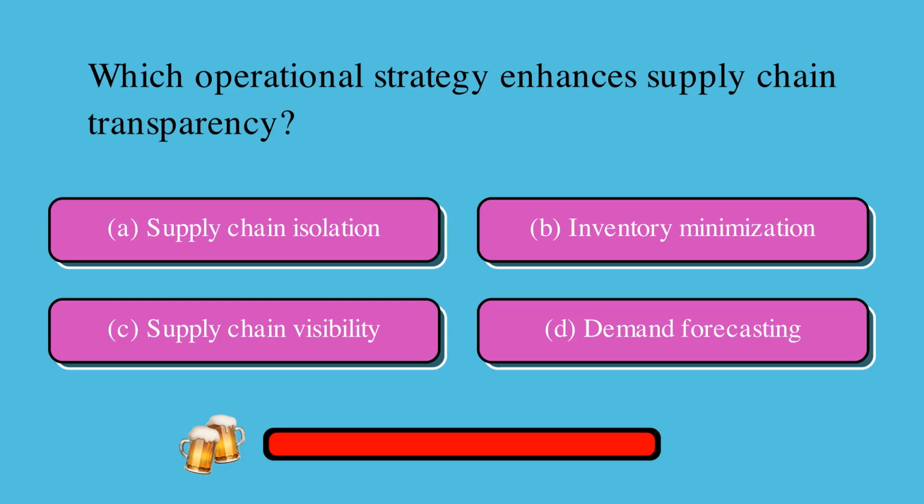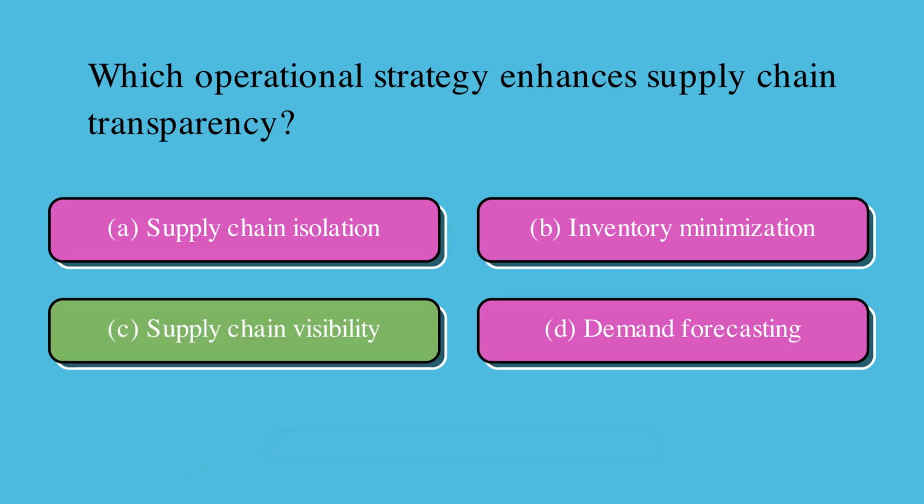Which operational strategy enhances supply chain transparency? Is it A, supply chain isolation, B, inventory minimization, C, supply chain visibility, or D, demand forecasting? The correct answer is C, supply chain visibility.